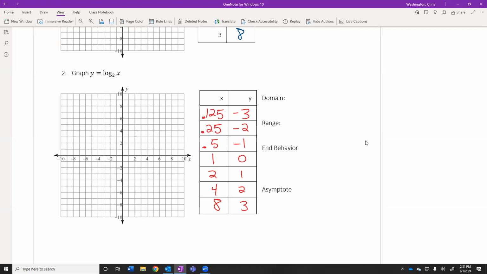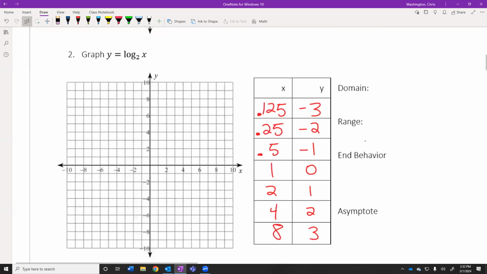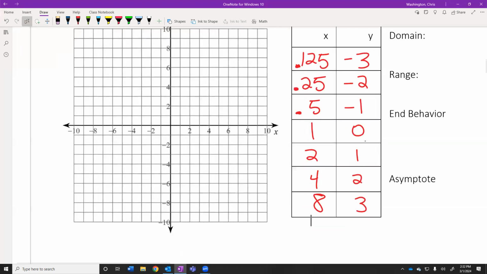And this time, since we don't really know what these look like, I'm actually going to plot all of them in this case. 0.125 is really, really close to 0. So we're going to be really, really close to 0 right here at -3. 0.25 is not quite as close. 0.5 is about halfway in between. So we're really, really close to that y-axis there. Might be some asymptote or something going on right there.